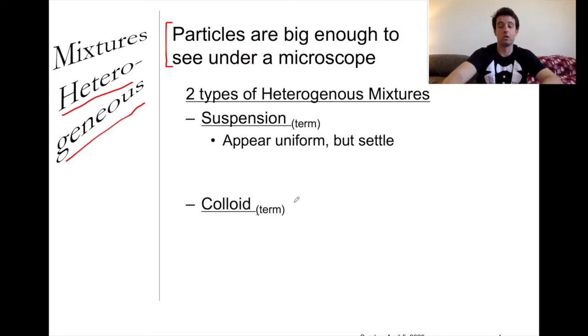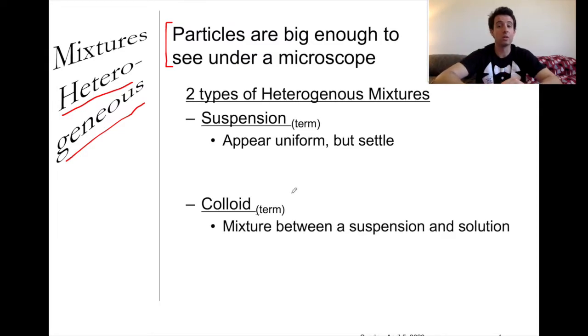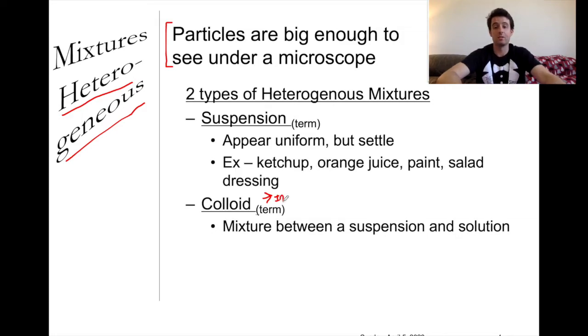That's a suspension. And then a colloid is our other type of heterogeneous mixture. Colloids are kind of tricky to define, but a colloid is a mixture between a suspension and a solution. So some examples of colloids: ketchup, orange juice, paint, and salad dressing.